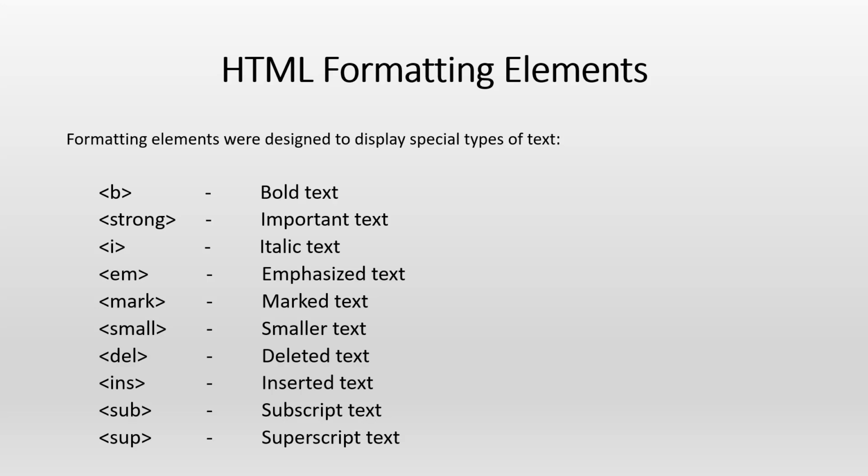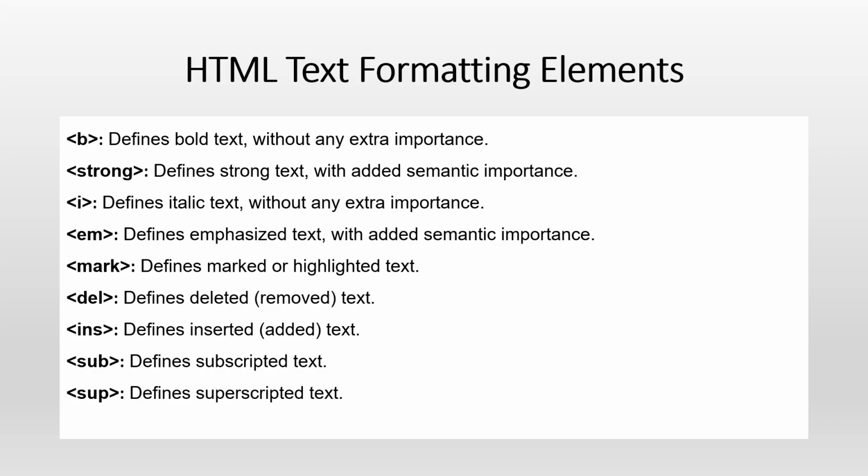So there are some tags for those formatting purposes in an HTML document. There will be the B tag, strong tag, I tag, EM tag, mark tag, small tag, delete tag, inserted tag, subscript, superscript. I will explain what these are in the next slide. Here we can see all the definitions of these things.